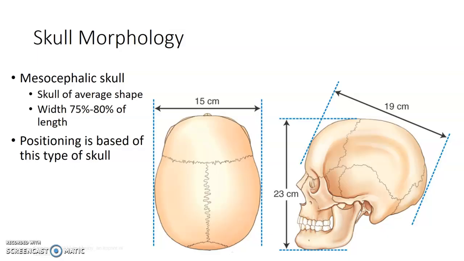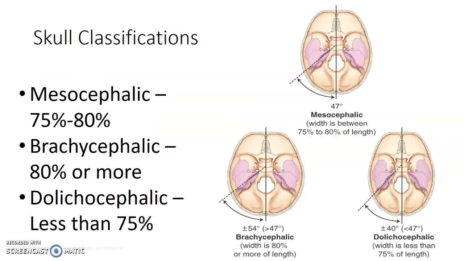The width is 75% to 80% of length. All of the positioning, central rays, angles, anything like that is based off of this type of skull. So there's three here. We have the mesocephalic, what we just talked about, right? That's sort of what we're basing it off of. And then we have the brachycephalic, and then the dolichocephalic as well. So the doli is less than 75%, brachy is 80% or more, and the meso is 75 to 80%.